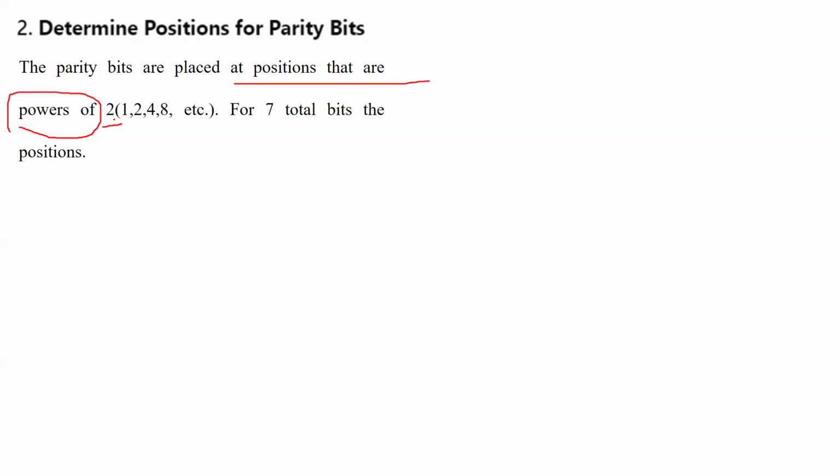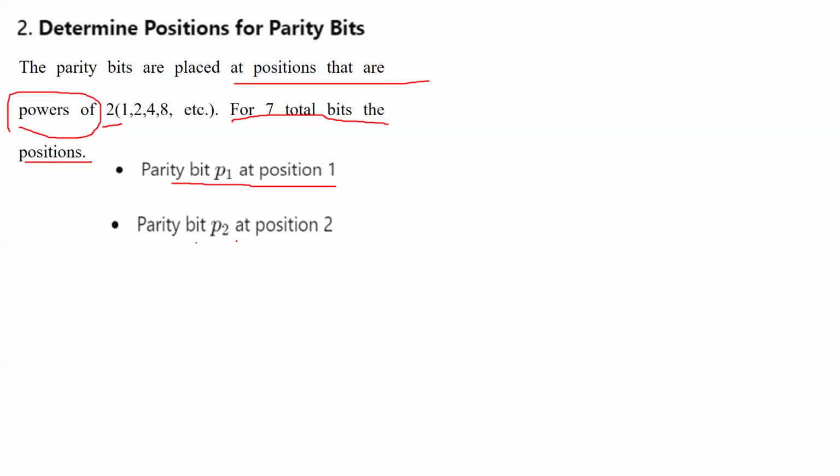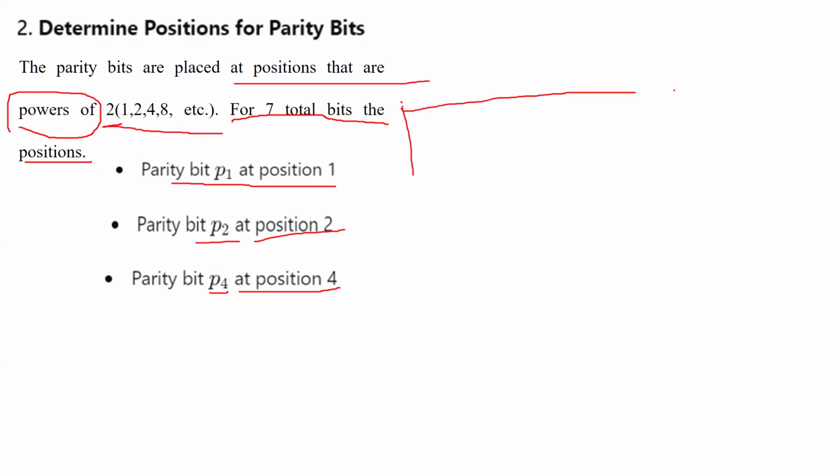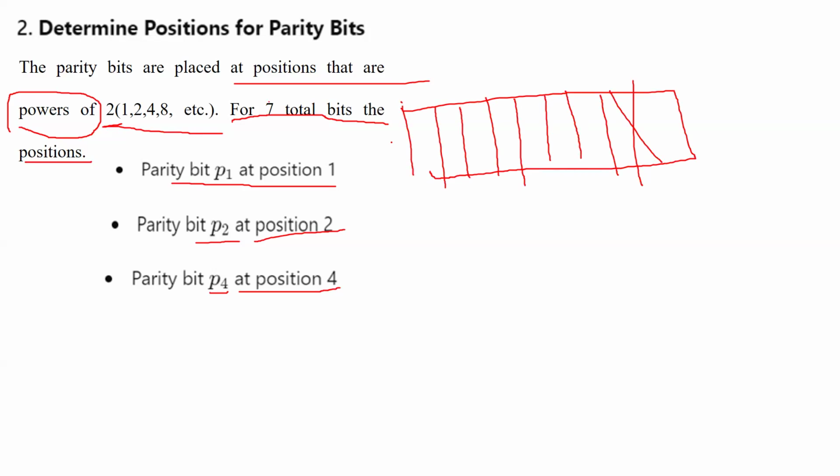So, what are the powers of 2? 1, 2, 4, 8, 16. For 7 total bits, the parity bit P1 position is 1, the parity bit P2 position is 2, the parity bit P4 position is 4. Now you got the point. There I have 7 total bits, right? 1, 2, 3, 4, 5, 6, 7. We have to consider these only.